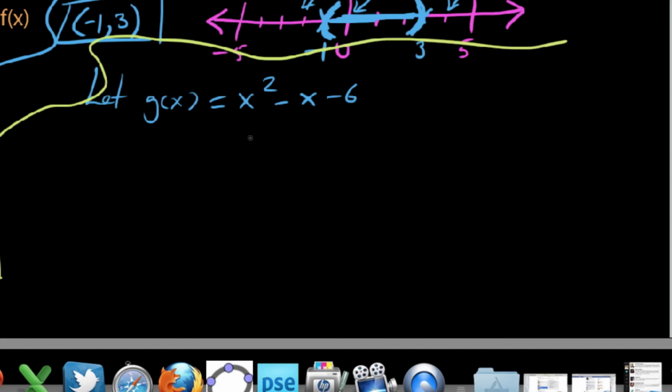So we say, all right, I would like to find all the x values that would cause this statement to be true, that would cause my g of x to be less than 0. I want to know, what are they? If that means g of x is less than 0, in other words, x squared minus x minus 6 less than 0.